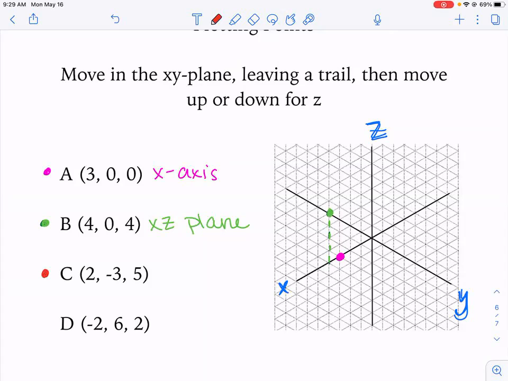Okay, now coordinate C, we need to go to 2, -3 in the XY plane and then go up 5 in our Z dimension. So here is X is 2. Here is Y is -3. So what I'm gonna do, I'm gonna make this little parallelogram of breadcrumbs. Here's my coordinate 2, -3. Because I went out 2 on the x-axis, I went -3 on the y-axis, and now I want that to be floating above my breadcrumbs by 5.